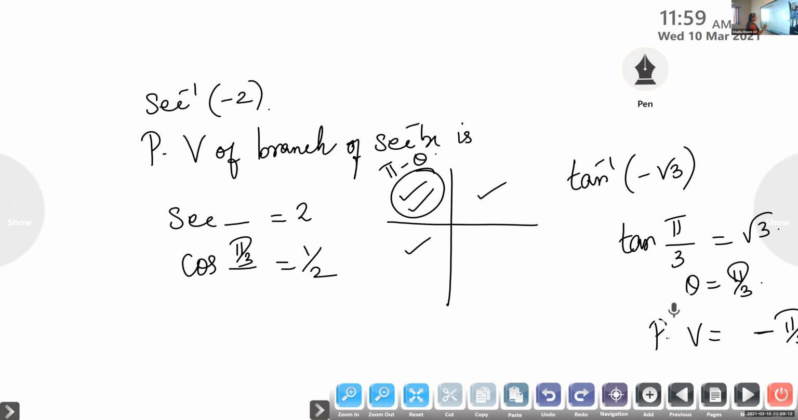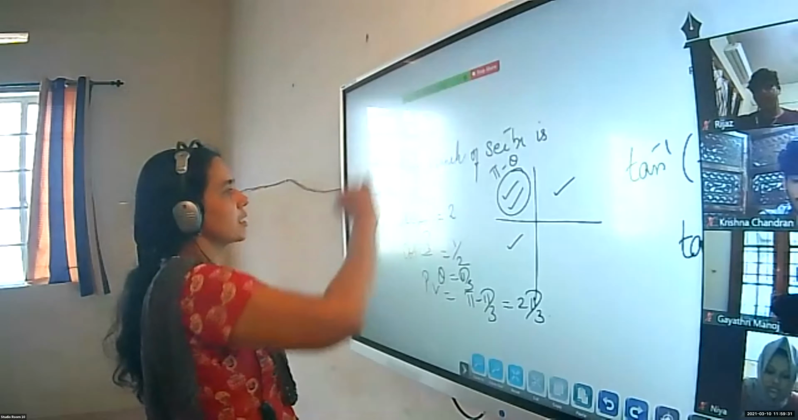So what will be the principal value then? Theta is pi by 3. So what is the principal value? Pi minus pi by 3. This pi minus pi by 3 is 2 pi by 3. Is it okay, children?